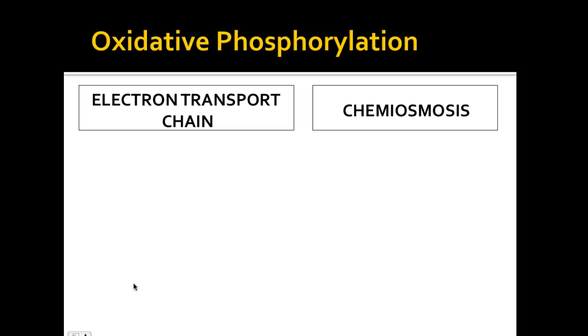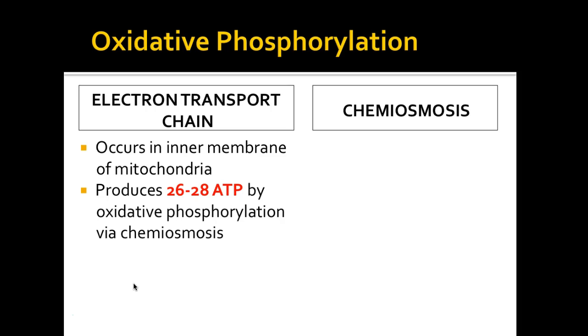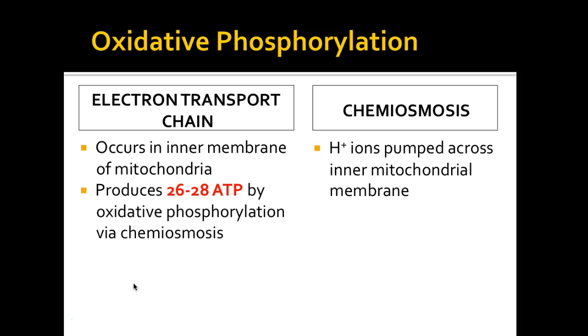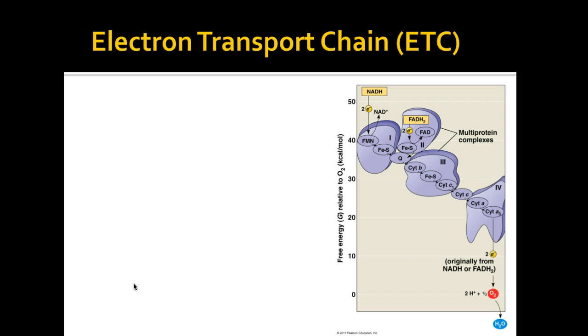The last step, oxidative phosphorylation, is a combination of the electron transport chain and chemiosmosis. The electron transport chain is going to occur in the inner membrane of the mitochondria, and it's going to produce 26 to 28 ATP by oxidative phosphorylation via chemiosmosis. Chemiosmosis is going to utilize the hydrogen ions pumped across the inner mitochondrial membrane. As hydrogen ions diffuse through ATP synthase, you're going to get some energy.